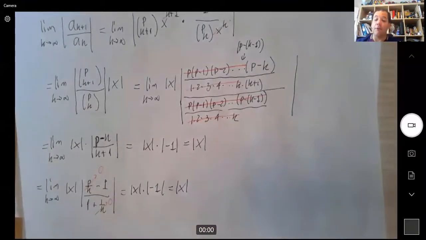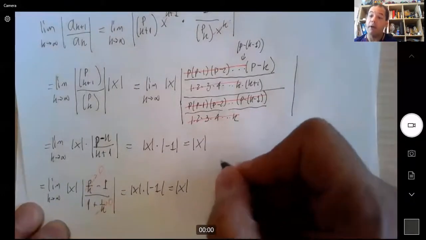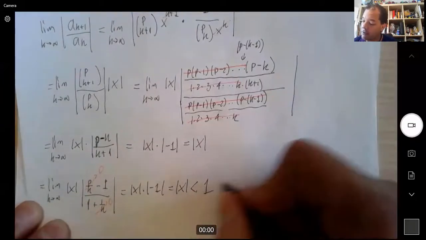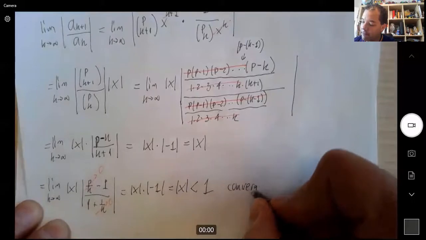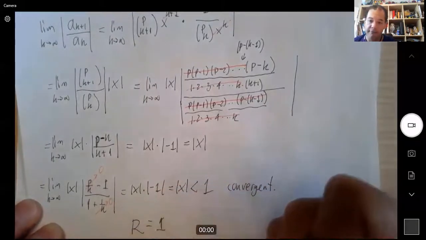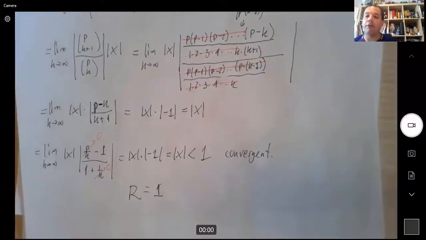And then let's not forget what we were doing. We want to know if this is less than 1, it's going to be convergent. Greater than 1 will be divergent. So absolute value of x less than 1, convergent. So that tells us that the radius of convergence is 1. And that's all we want to know, because checking the endpoints for the interval of convergence is difficult. It depends on the p. It's going to be different when p is an integer or when p is not an integer. So let's not worry about that.